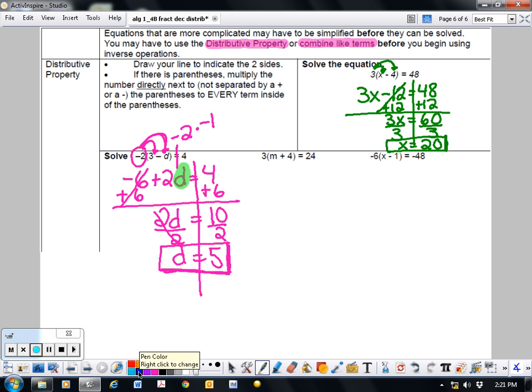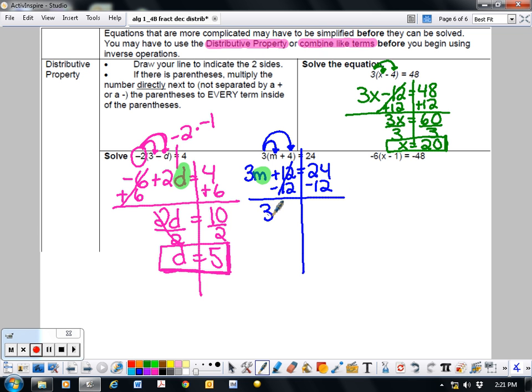Okay, so for the next one, again, we're distributing inside the parentheses. Go ahead and draw my line. So inside here, 3 times m gives me 3 m's. 3 times 4, 3 groups of 4 gives me 12, equals 24. Now I'm looking for that variable right here, moving everything away from it, starting with that plus 12. So I'm going to minus 12 on both sides. So now I have 3m equals 12. That's 3 right next to m, so that's times. So to undo times, I divide. 3 divided by 3 is 1, giving me 1m, or m. 12 divided by 3 gives me 4.